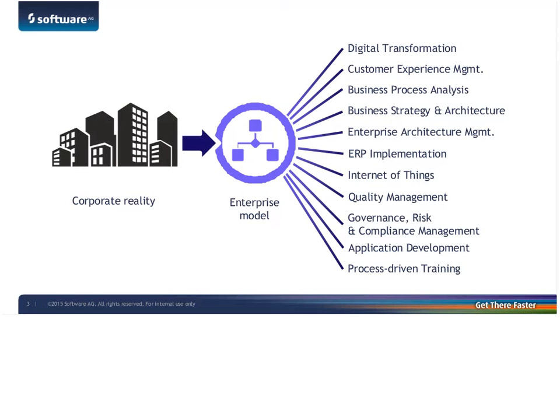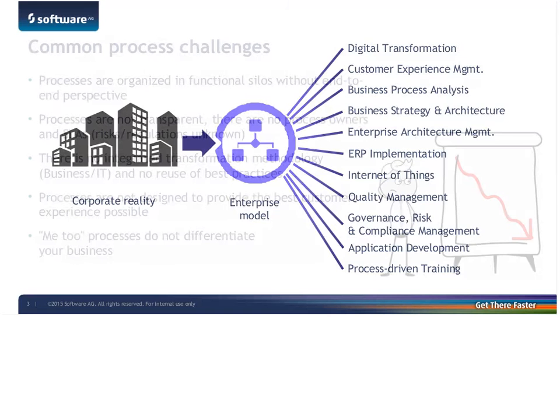And this is really, really key for all kinds of different initiatives, starting from a digital transformation, going to managing customer experience, going all the way down to, for instance, an ERP implementation. Having such an enterprise model with your process hierarchies, your process landscapes, will help you with each and every initiative you are seeing on the right side of that slide.